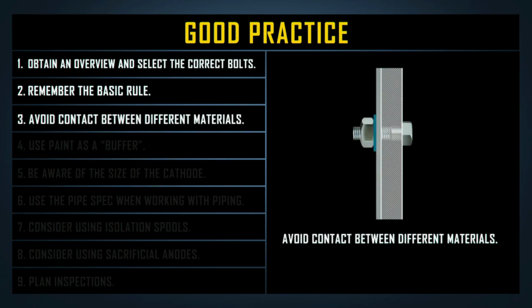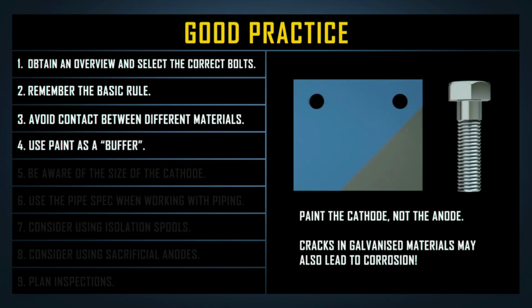If you must use different materials, you can use washers to prevent the materials from coming into direct contact with each other. An alternative method of preventing contact between the materials is to paint the surface. Remember to paint the most noble part, the cathode.